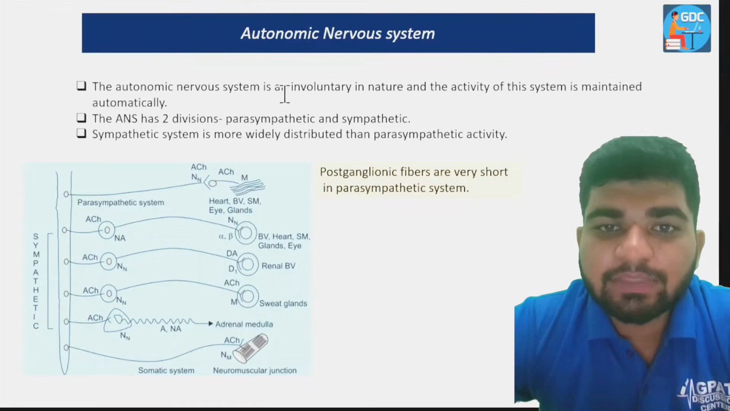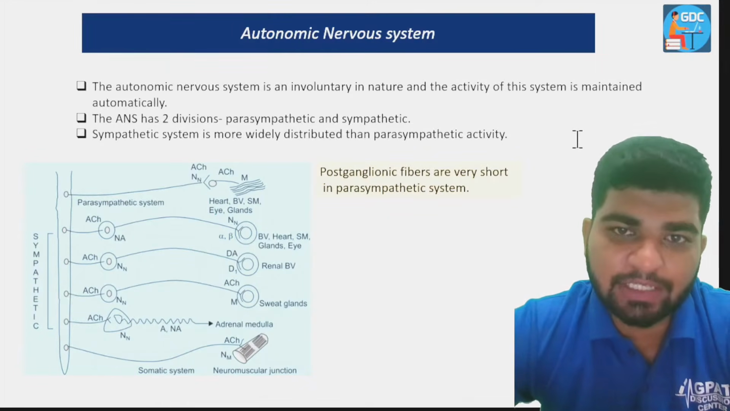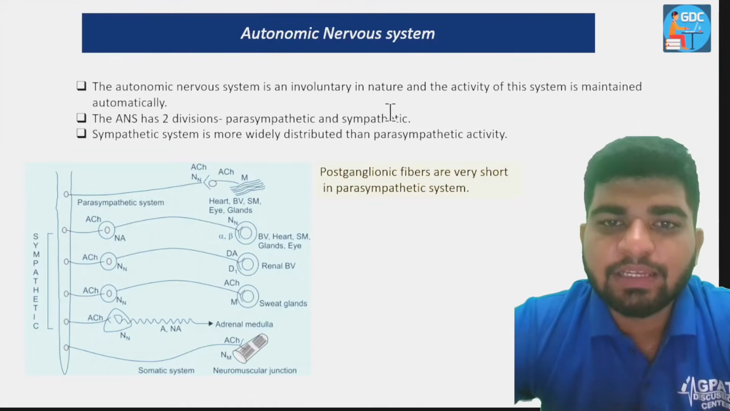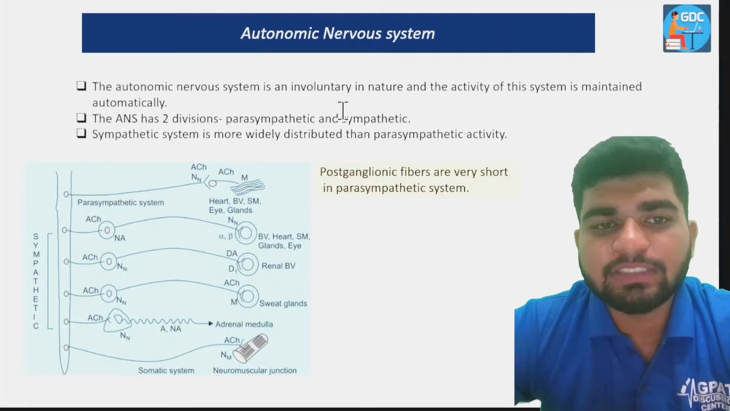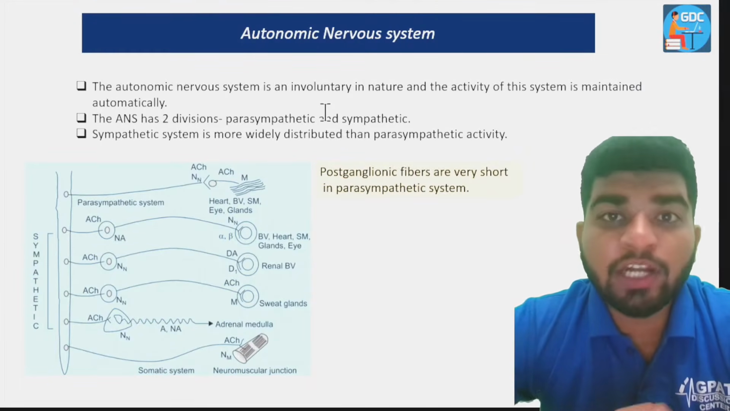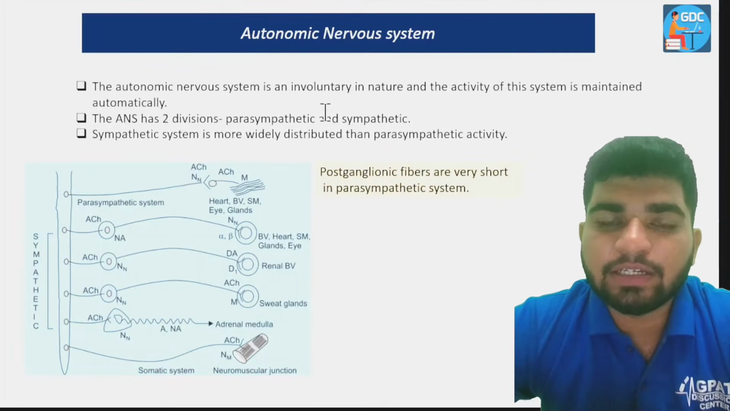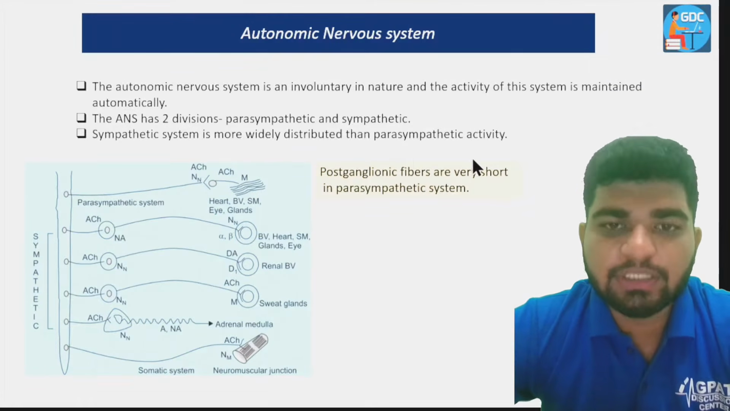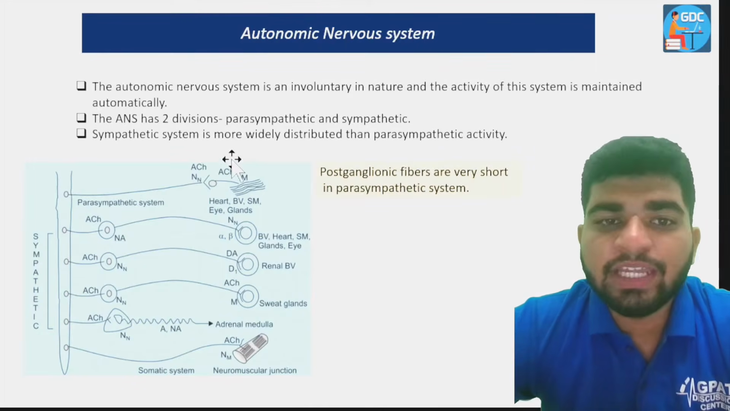The autonomic nervous system is involuntary in nature and the activity of the system is maintained automatically. As I told you before, you have no control over it. You can't control your heartbeat, you can't control your blood circulation, you can't control your respiratory actions, you can't control your breaths. These types of things come under the autonomic nervous system. So the ANS has two divisions.